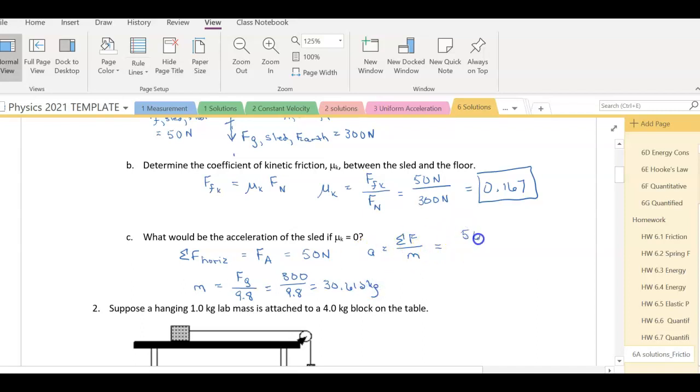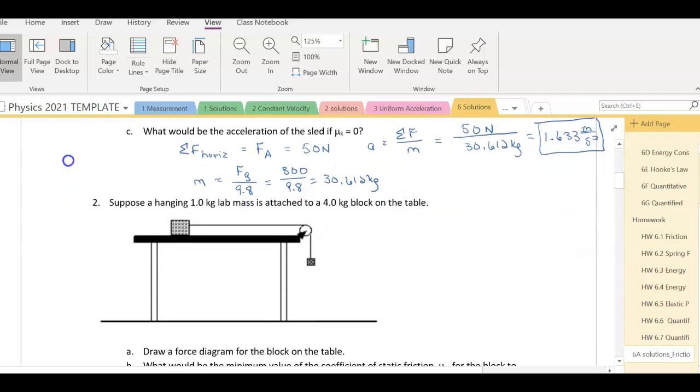Now I can find the acceleration. It's the 50 newton net force divided by the mass of the sled, which is 1.633 meters per second squared. Okay, let's go on to the next problem.